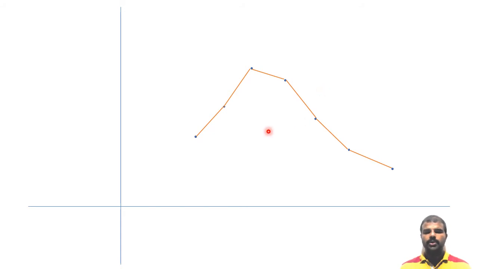Now what we are going to do is find the integral from this point to this point, then from this point to this point, from this point to this point, and in all the sub intervals we will evaluate the integral. So that's the idea.